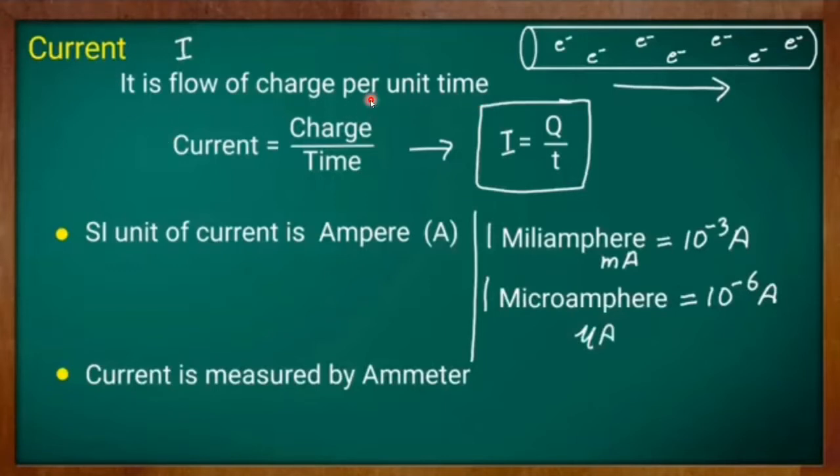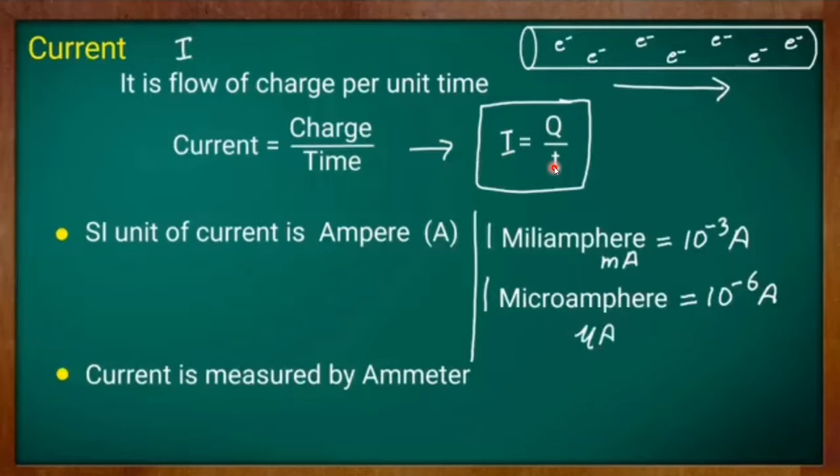If I consider 1 unit time, then what will be the number of charges that is flowing from one end of the conductor to the other end. Then the current is represented by the capital letter I. We have a relation here: current is equal to charge by time. So current is represented by the letter I, charge is represented by Q, and time is represented by T.